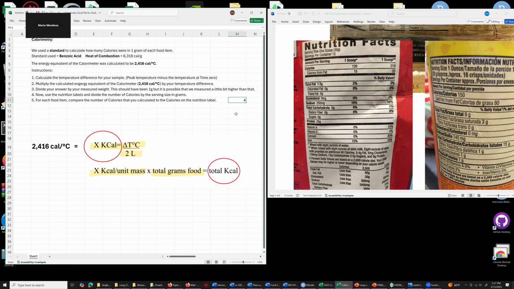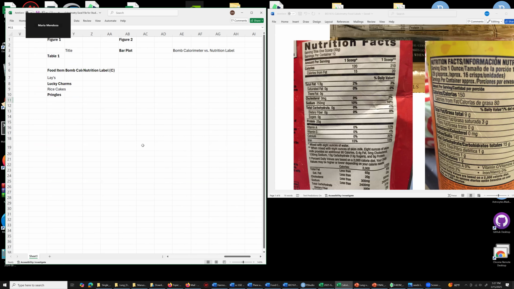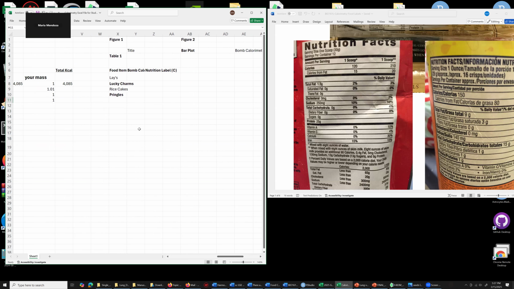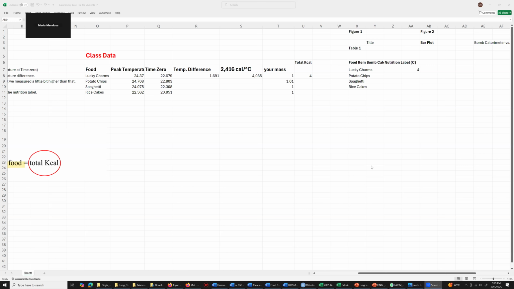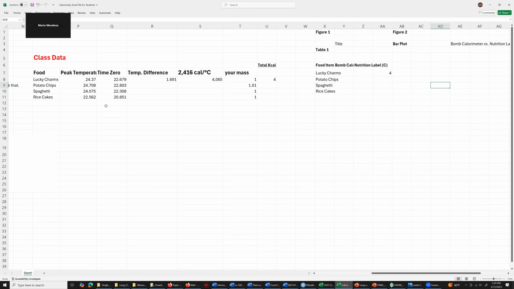So we're basically going to create a different little table. Where do I have it? I think I already made it for you guys. Food item, bomb calorimetry, nutrition label, calories. Hold on, let me organize this. Okay, organized it for you. So let's make this larger. Okay. So this is the data that we had just calculated.